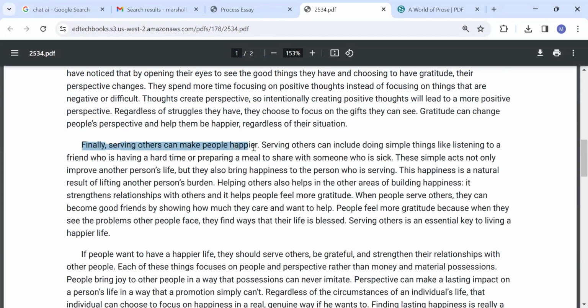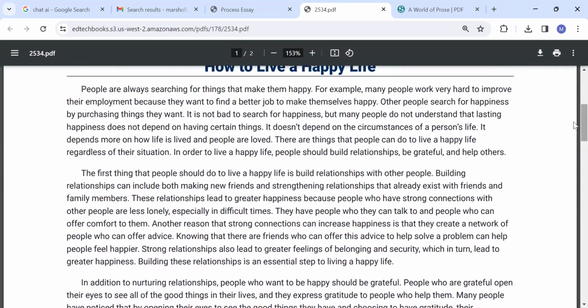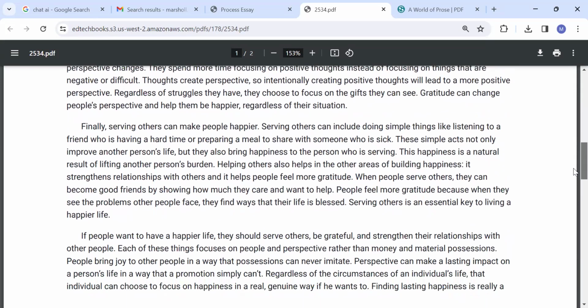Finally, serving others can make people happy. When we look at our thesis statement, the last point is to help others, to be of service. Serving others can make people happier. Serving others can include doing simple things like listening to a friend who is having a hard time or preparing a meal to share with someone who is sick.